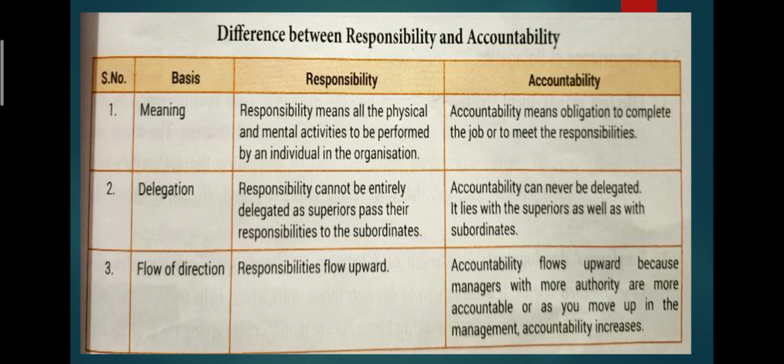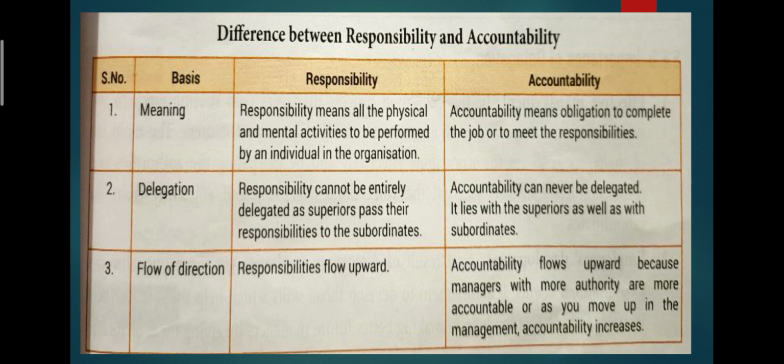First is meaning. Responsibility and accountability. Responsibility means all physical and mental activities that are required to achieve the organizational objective. And accountability means answerability to complete the job or meet the responsibilities. Delegation. Responsibility cannot be entirely delegated. Part of the responsibility can be delegated. And accountability can never be delegated. It can be shared only.